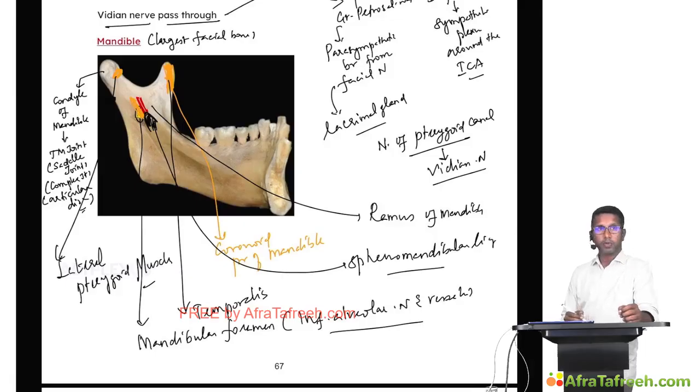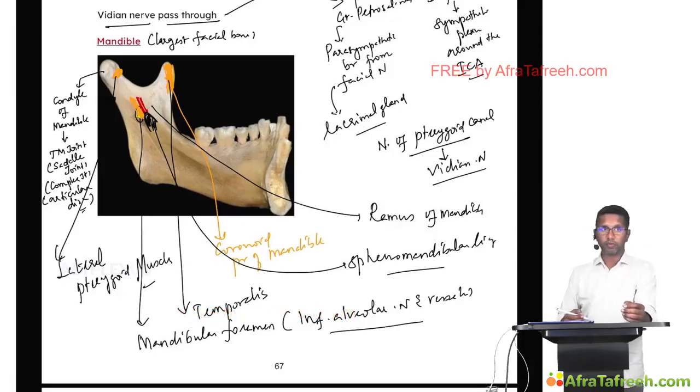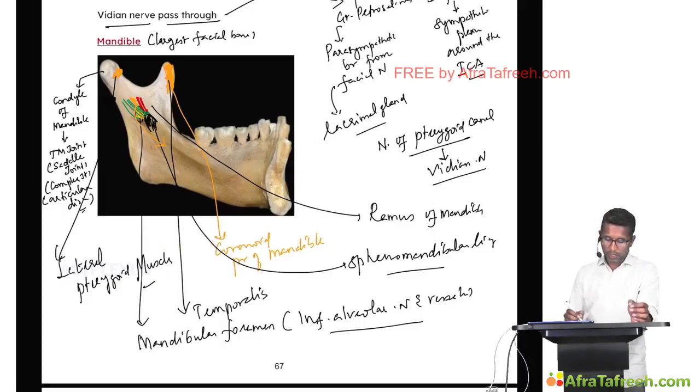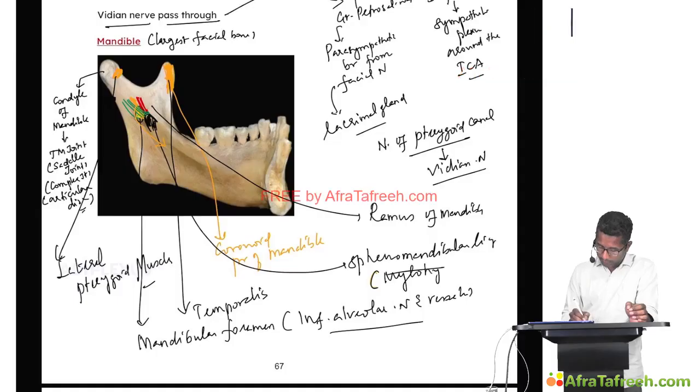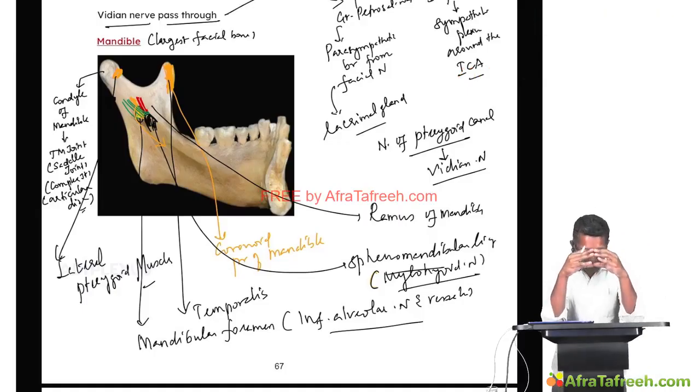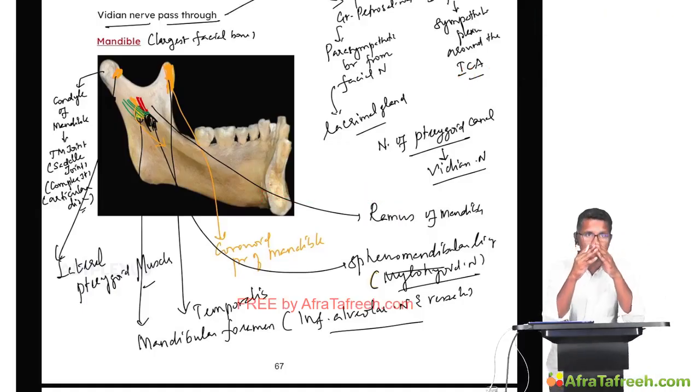Now there is a branch from the inferior alveolar nerve which pierces this spinomandibular ligament and comes to the mylohyoid region. The nerve which pierces the spinomandibular ligament is nothing but the mylohyoid nerve.